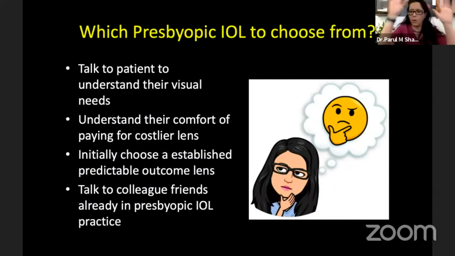Now, this whole gamut of which lenses to choose from. Talk to your patient, understand the visual needs. Is he just into reading? There is no intermediate work, or he's not into reading at all and prefers big screens when doing work. So those kinds of things, his day-to-day routine. Understand their comfort level of paying. There's no point pushing premium lenses on a low-paying person, and if he's not happy later on, it's going to pinch him a lot. So these are small practical tips which you should keep in your mind in OPD. Talk to your colleagues.